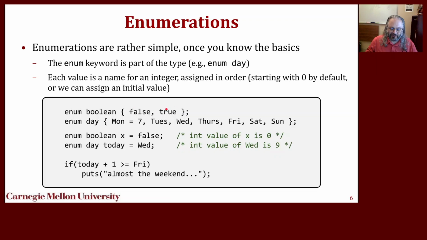The value of true is going to be 1 because that's how the enumeration is created. The type includes the enum keyword as well as the name of the enumeration. So now if I want to create a Boolean variable, its type is enum Boolean. And I can create a Boolean variable with a name x, and I can assign it the value of false. The value of false is actually 0 because of how the enumeration was created.